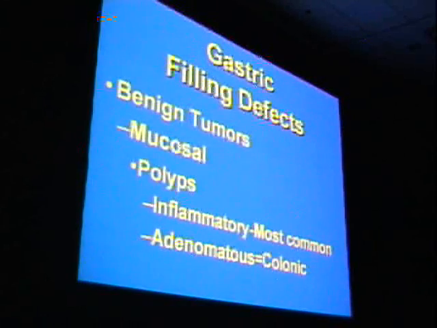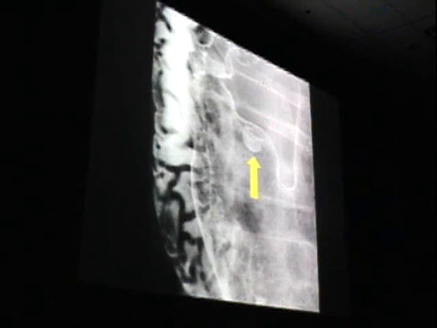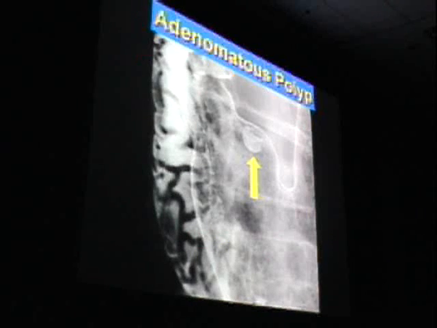Now, mucosal polyps, the most common thing we see in the stomach are inflammatory polyps, but we also can see adenomatous polyps, and they need to be evaluated and handled and removed and followed just like colonic polyps, because the literature suggests that these adenomatous polyps are pre-malignant just like in the colon. Here's a little teeny tiny polyp or lesion here in the antrum of the stomach, and this turned out to be an adenomatous polyp, and it was removed.